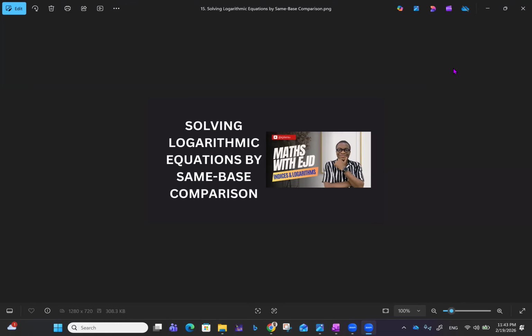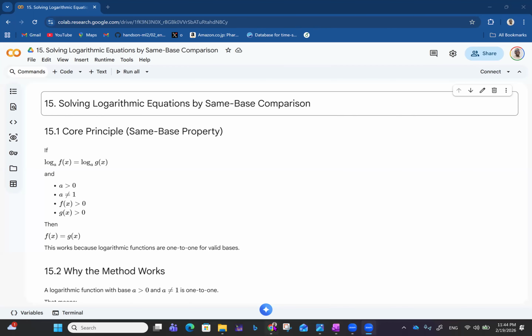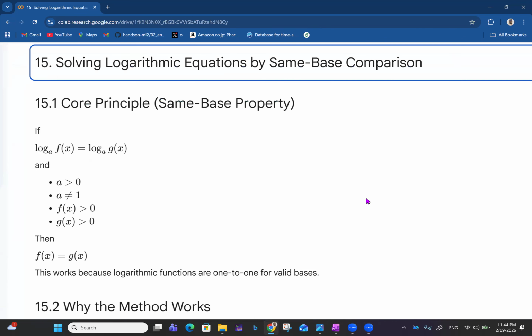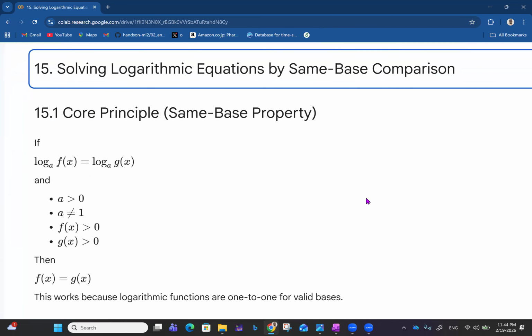Still talking about solving logarithmic equations. This next video is about solving logarithmic equations by same base comparison. In the last video, we talked about solving logarithmic equations by direct conversion. So, solving logarithmic equations by same base comparison, the core principle here is the same base property, right?